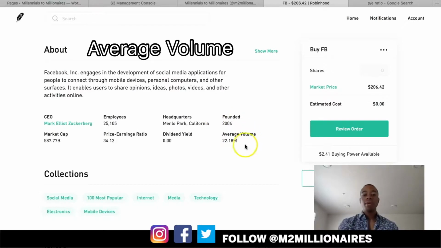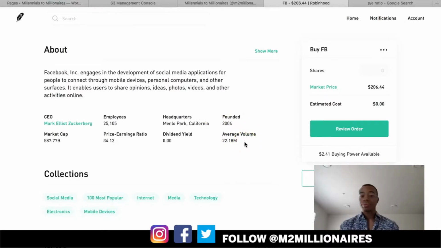Now, the average volume is super important, okay? The average volume tells you how many people have this stock on a given day. You want something in the millions for sure, okay? You're probably not going to see any stocks like that on Robinhood that aren't in the millions, but this will be useful information. Remember I said it's going to be useful later in our course.